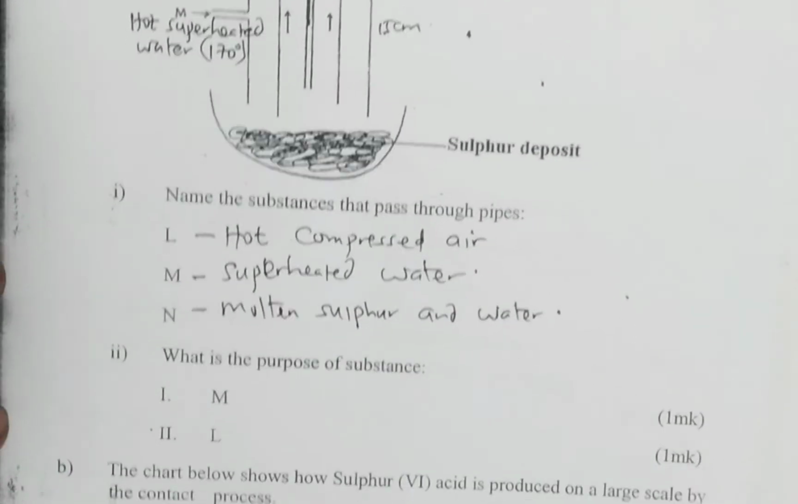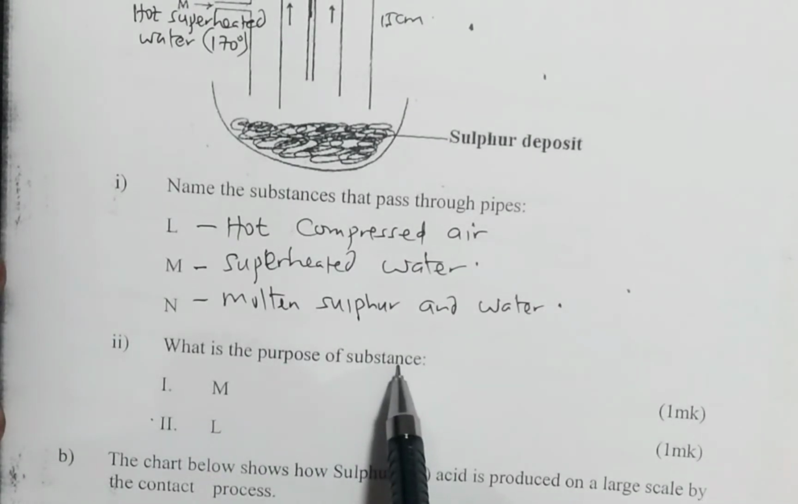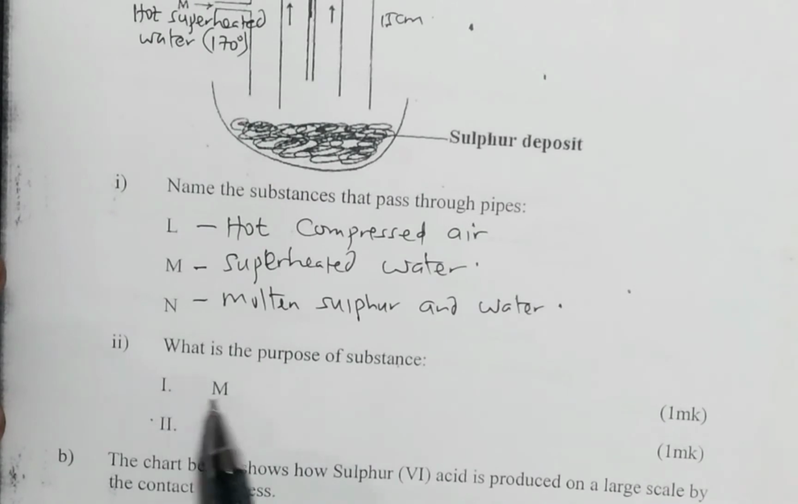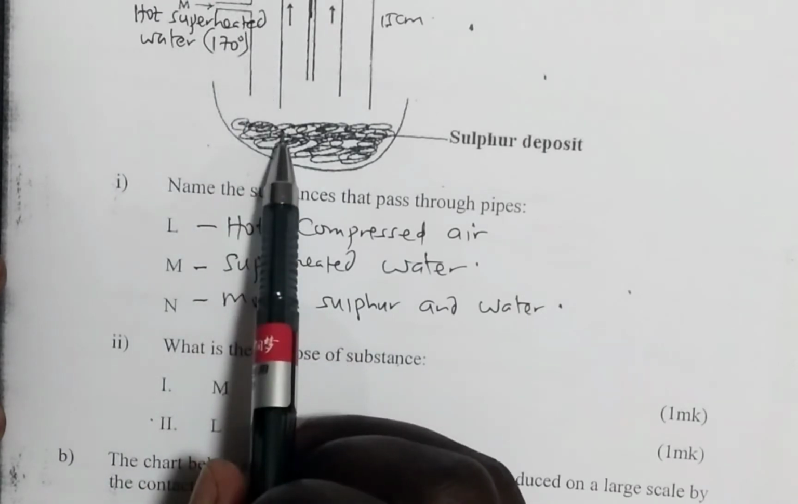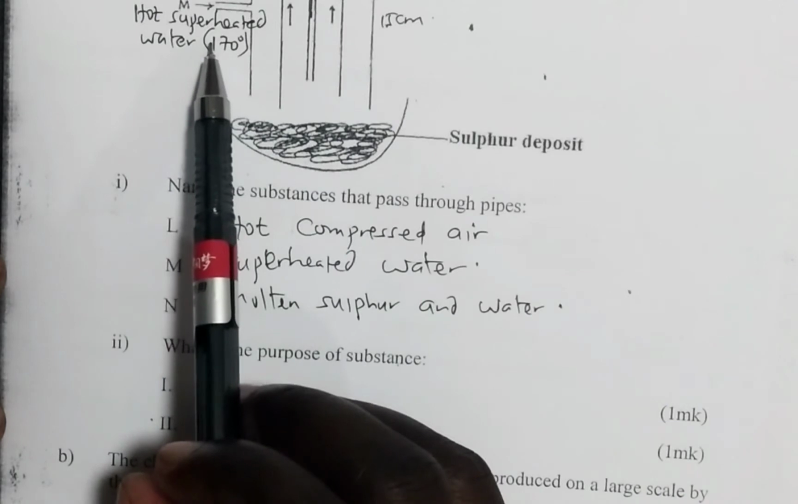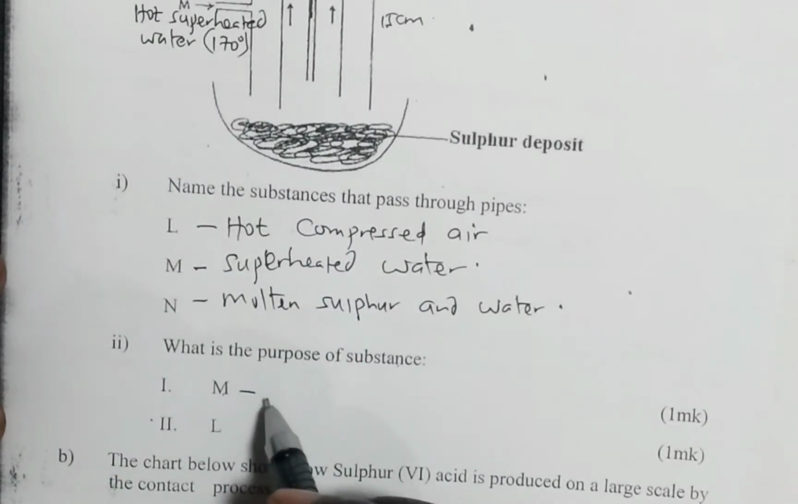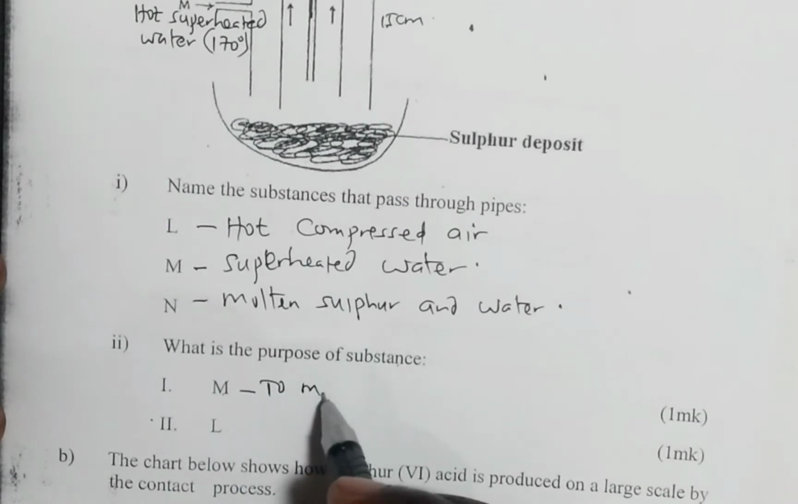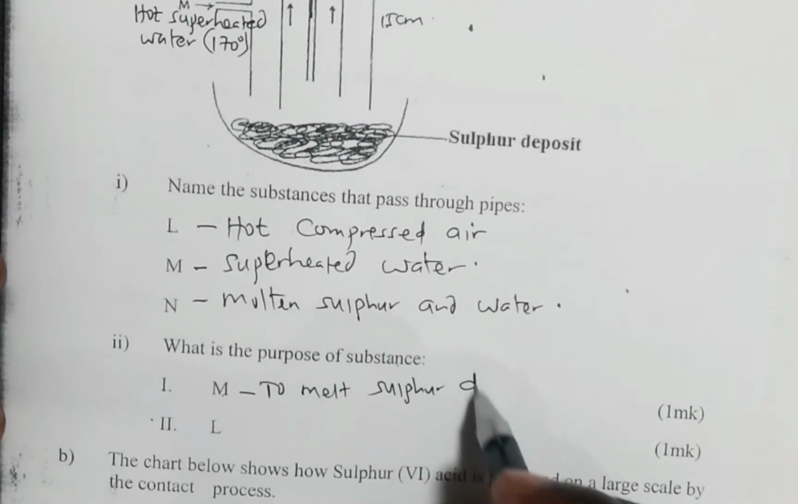We move down to Roman 2. Roman 2, what is the purpose of substance M? Substance M that we are introducing through the outermost pipe, which is hot superheated water, is to melt the sulfur deposits.